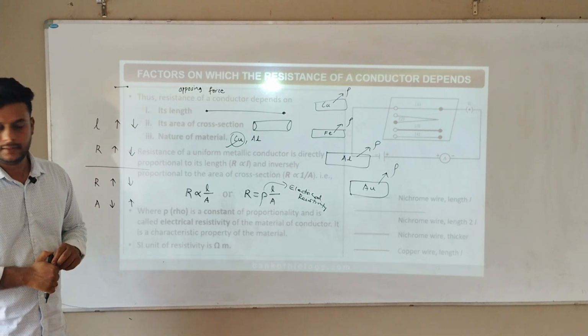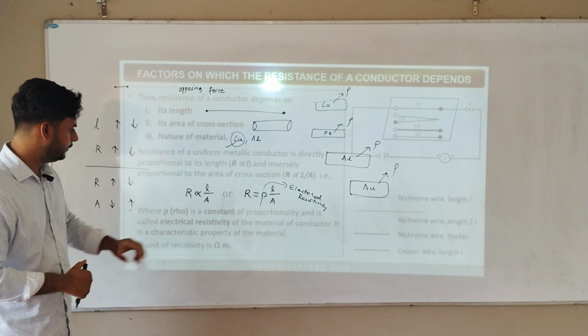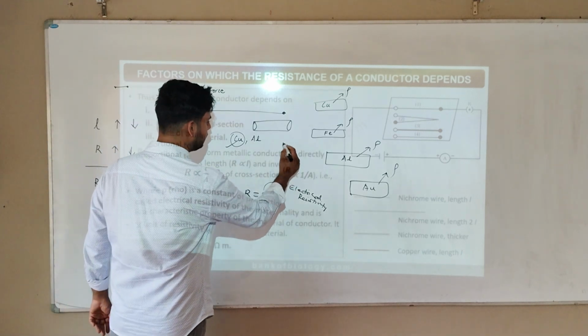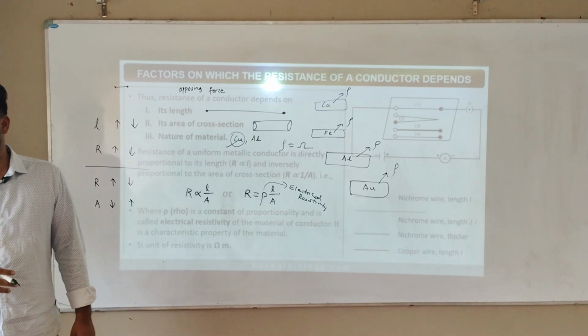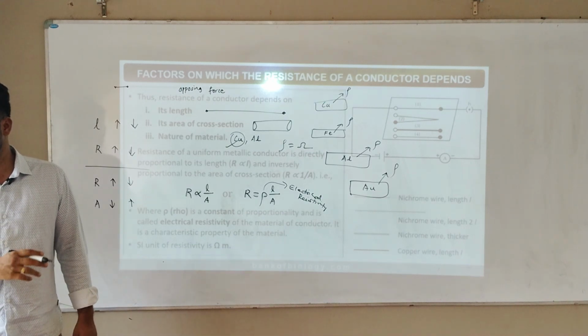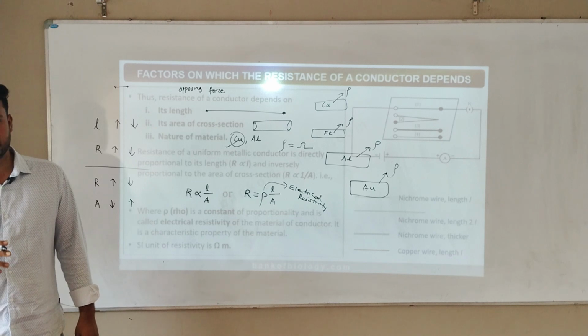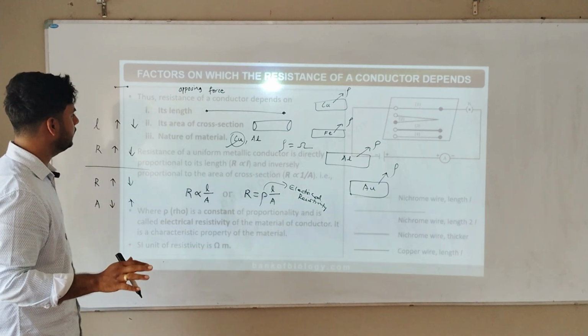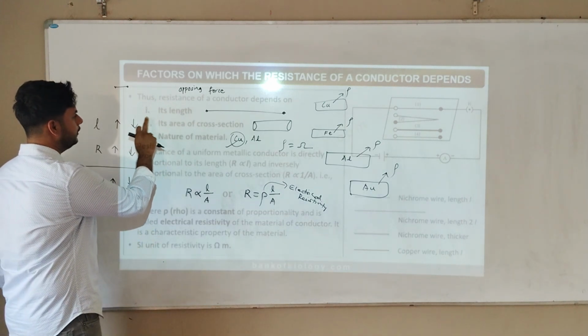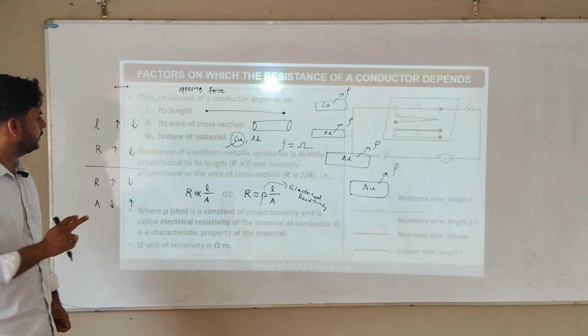Okay, next. SI unit of resistivity is ohm. We write it as ohm: 5 ohm, 2 ohm, 3 ohm. Resistivity is written in ohm. Any doubts in resistivity? Okay, read it once again. So first we understood there are three factors which affect resistance. One is its length.